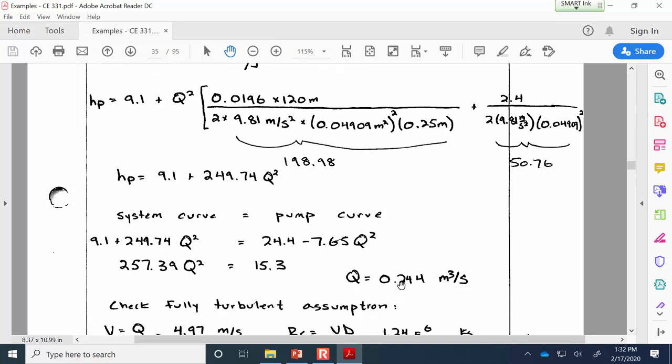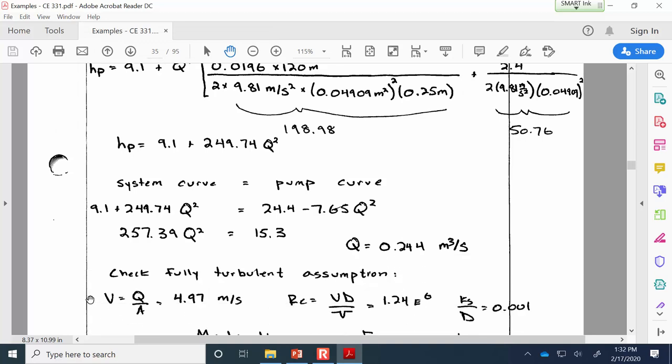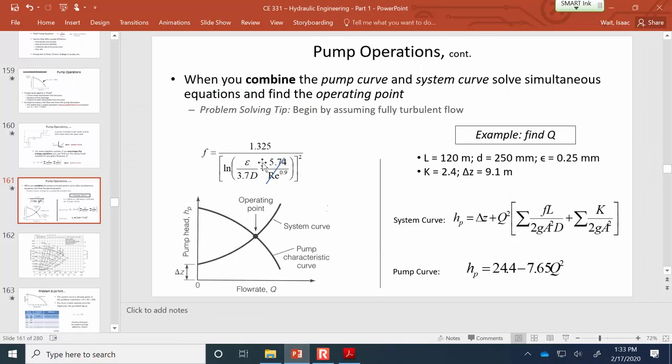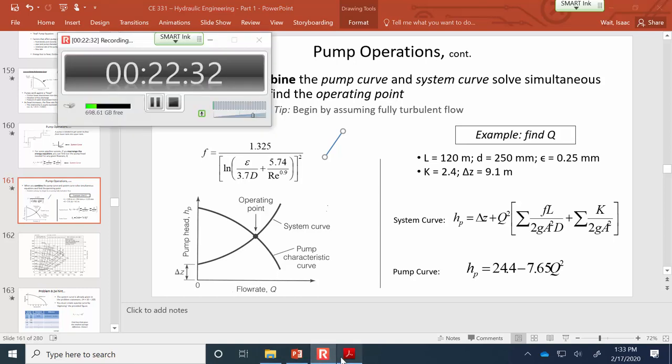So once we have a flow rate, then we check the fully turbulent flow assumption by getting the velocity, calculating the Reynolds number, and putting that into the full Jain equation without this crossed out. And what you get when you do that is that the F value is 0.01995. So using our updated F, 0.01995, the question is, how does that compare to what we originally assumed with the fully turbulent flow?